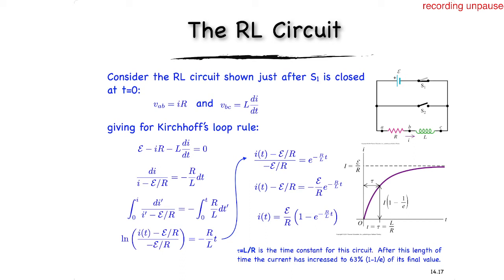The bigger the inductor, the longer that time constant. If the inductor weren't there, if it were just a wire, the inductance would be 0, and your time constant would be 0. You would instantly go up to that max value.